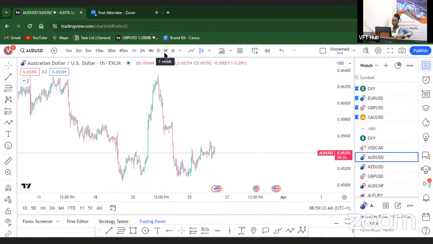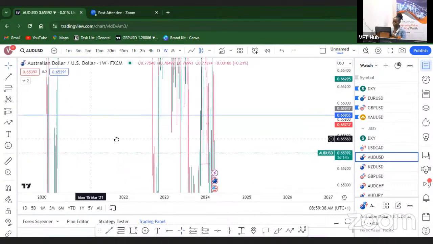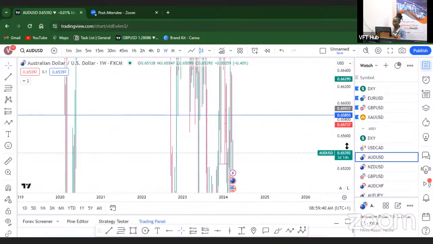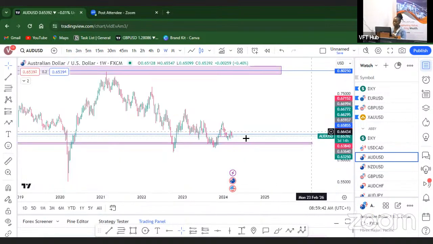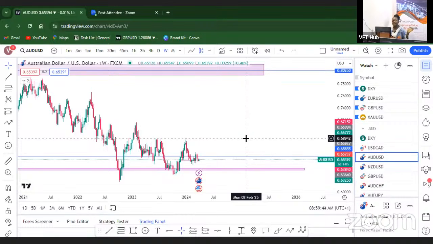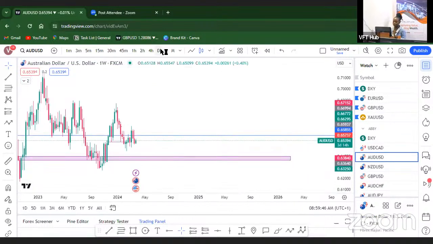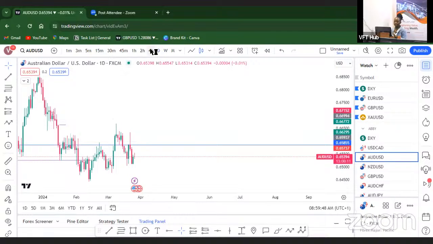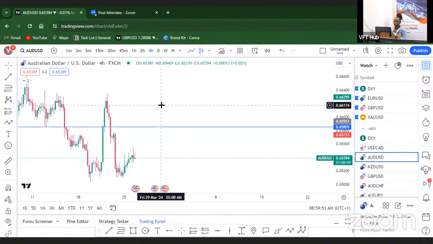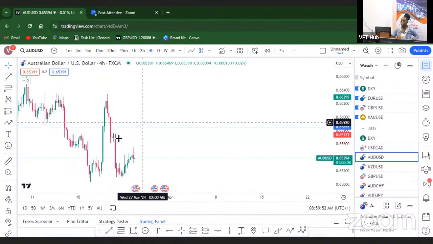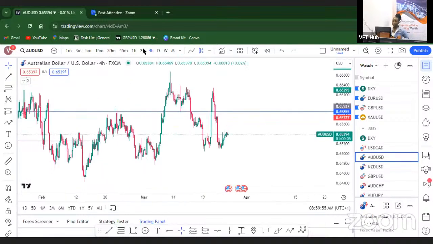As usual, we'll be starting off from the weekly time frame. Why do we start off here? Because we want to see the overall trend, right? So when you come on AUD USD 1 week, you see that structure is clearly to the downside. Same thing on the daily time frame, same thing on the 4-hour time frame, structure is to the downside. And this move is currently a pullback, right?